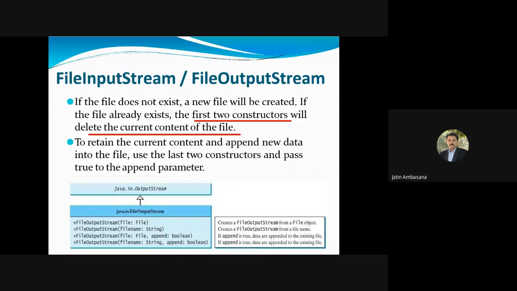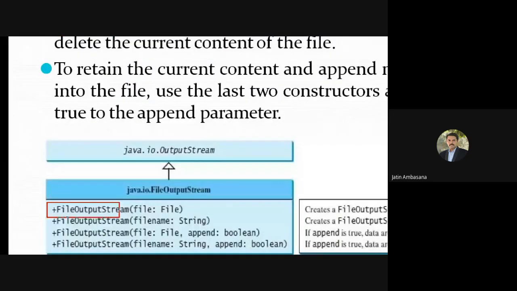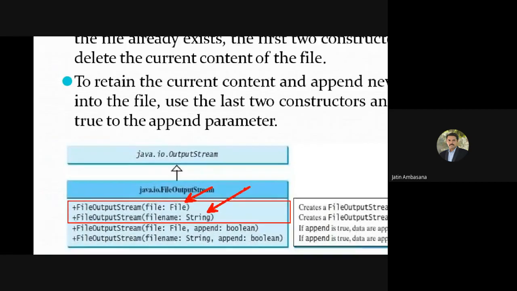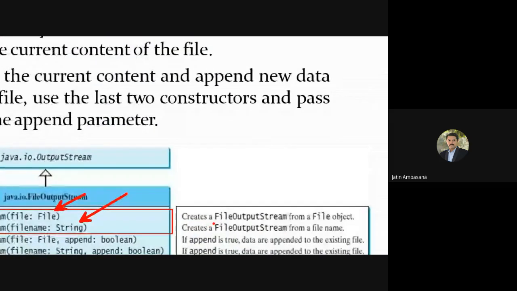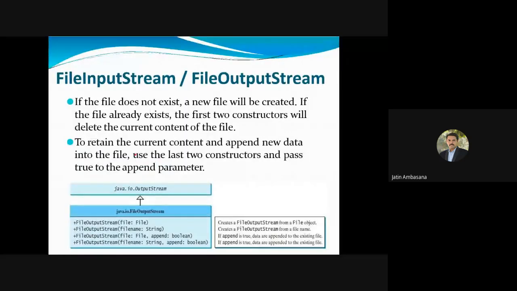So these are the two constructors. File output stream, either you give the file object or the file name. It creates the stream from a file object, and this creates a stream from the file name. And to retain the current content and append new data, what shall we do? In order to do that, we use the last two constructors and pass true to the append parameter.